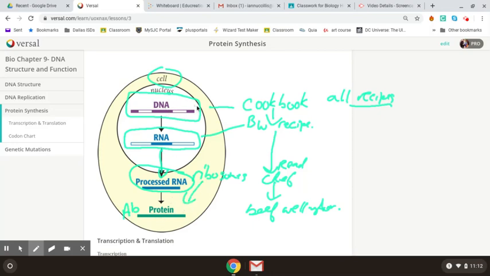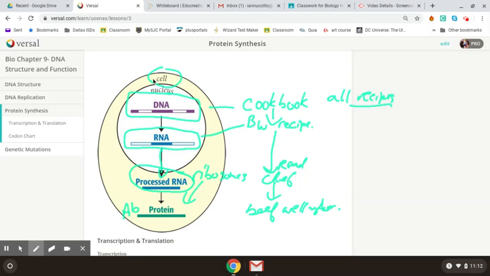Ribosomes read the recipe, and they produce the protein. Okay, so we have the cookbook, the recipe for the thing that we want to make, and the person or the thing that's going to read the recipe and then produce the meal, or protein. That's why I really, really like this analogy. And this whole entire cell, I guess, could be the restaurant that this is all going down in. Okay, if that makes any sense.